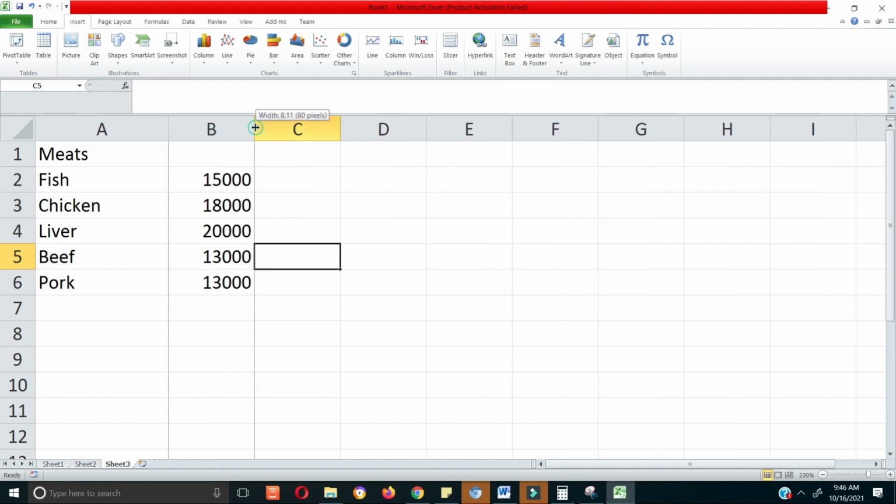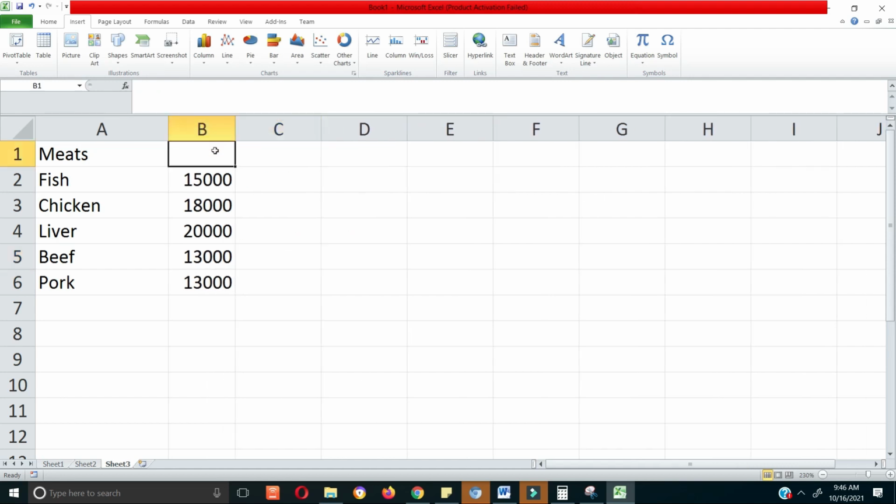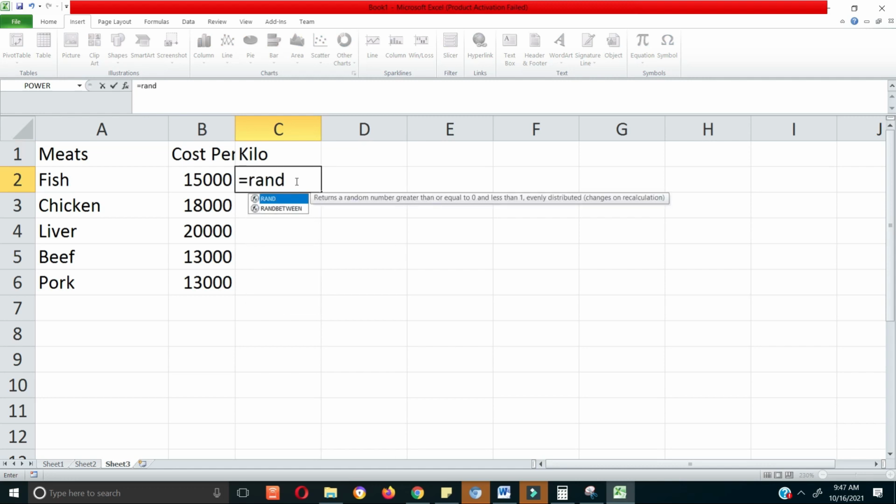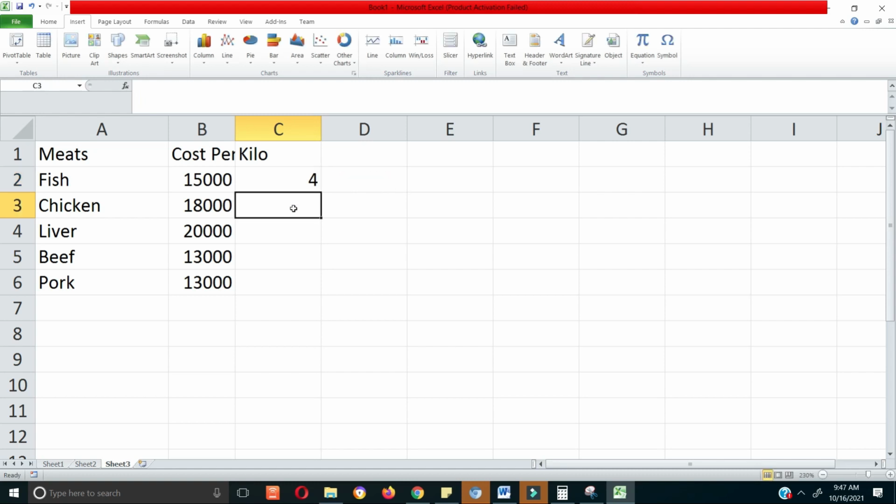Basically, you want to know the price per kilo. This is the cost per kilo. Then you have the number of kilos, right? Let me just do a random. Maybe you buy something between 1 and 5 kilos for this. So these are daily meats. Let me just copy over.